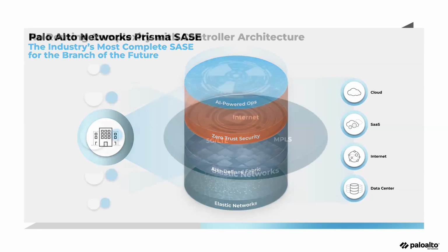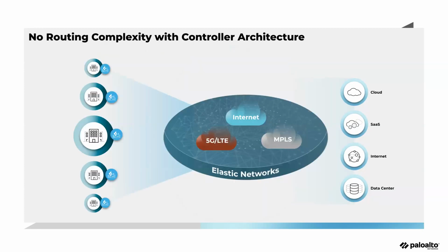And we believe that Prisma SD-WAN is a critical part of what a future branch might look like, okay? So the one thing is that the networks have to be easy to deploy and easy to grow and scale. So we offer a wide variety of connectivity, including integrated 5G and LTE, internet, MPLS, all those things that you would expect.